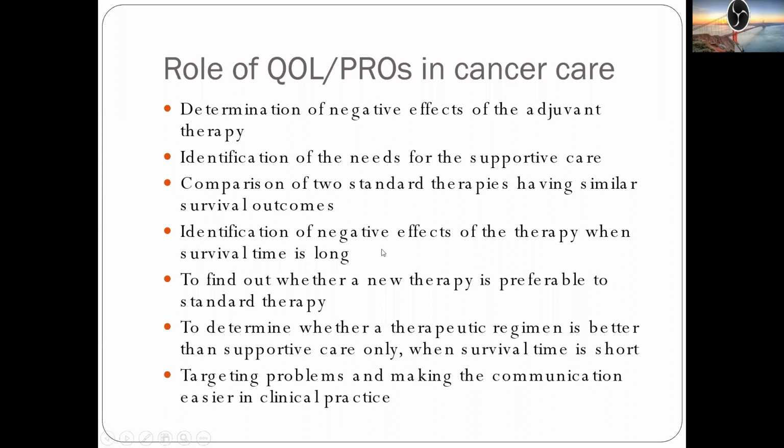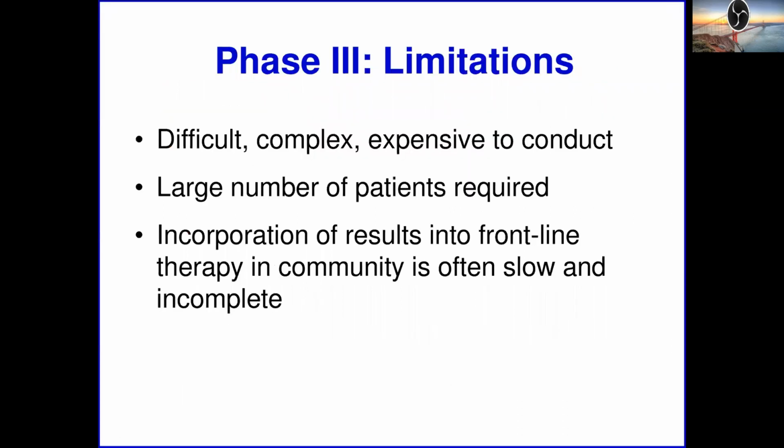The quality of life, or the patient reported outcomes, can also be used for the identification of negative effects of the therapy when the survival is very long, to find out whether a new therapy is preferable to the existing therapy, and to determine whether a therapeutic regimen is better than supportive care only. So these are the different uses of quality of life or patient reported outcomes. This quality of life will also be a part of phase 3 clinical trials.